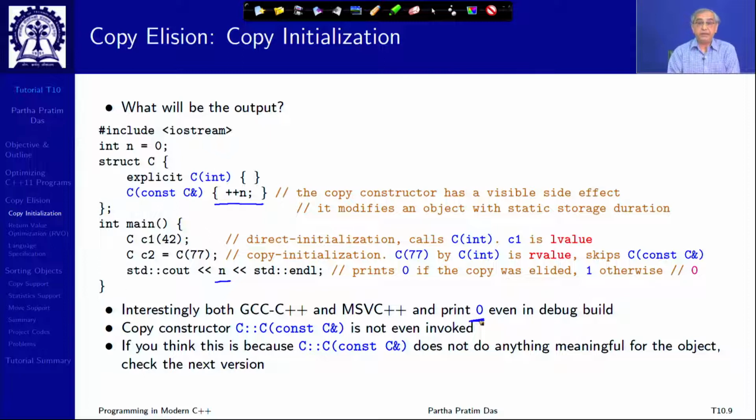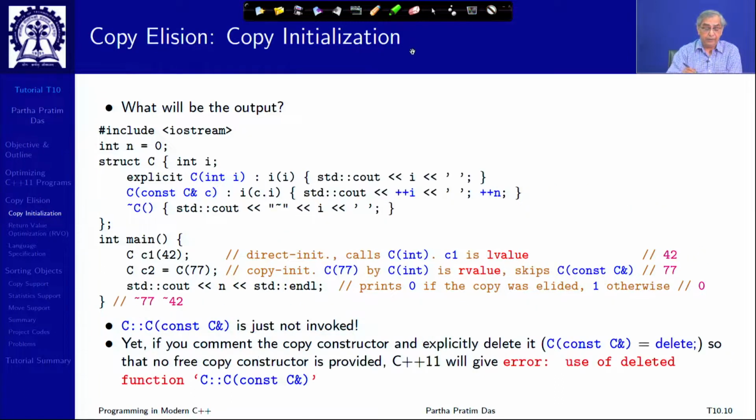And you will get amazed, because it is not only that it is skipping the copy construction, but the copy construction has a side effect, and it is skipping that as well. And before you think that this is an error of the compiler, let me tell you that this actually is a language specification. Now, you might think, okay, it is not doing something because the copy constructor does not do anything meaningful. So, let us try to put something meaningful in that.